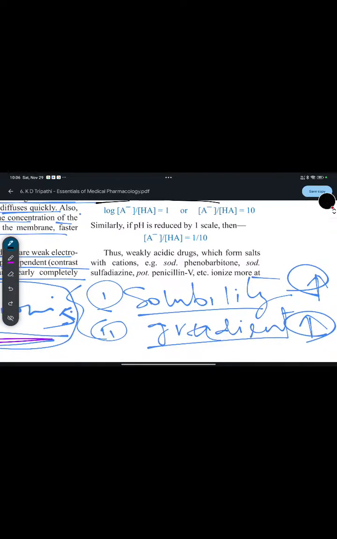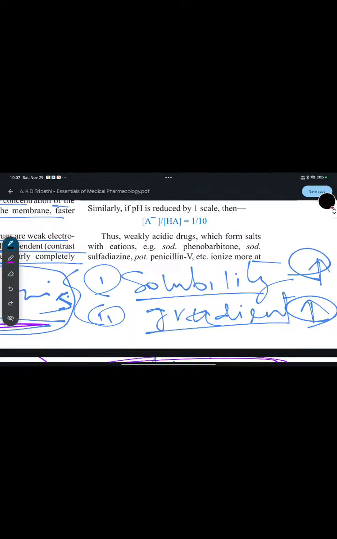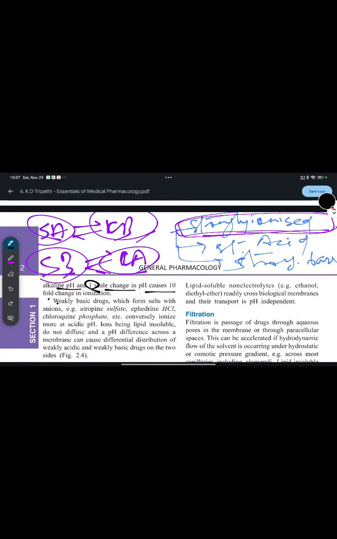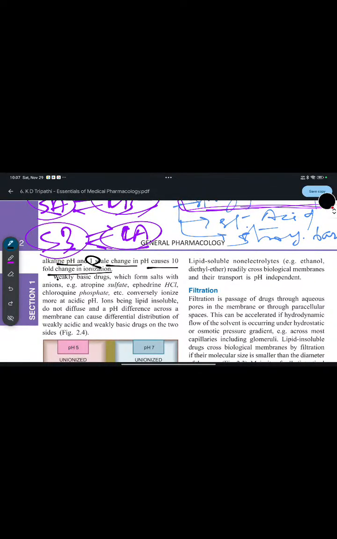Okay, so weakly acidic drugs which form salts, such as sodium phenobarbital, sodium sulfadiazine, and penicillin V, are the drugs which will be absorbed more, ionized at alkaline pH, and a 1 scale range in pH causes a tenfold change in the ionization. Ultimately, the most important point will start from here.